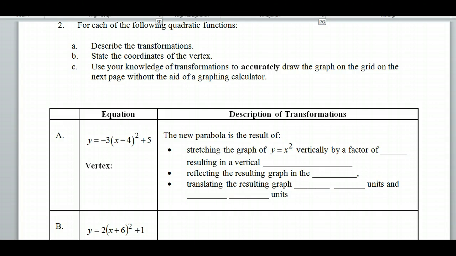Okay, let's look at number 2. For each of the following quadratic functions: A, describe the transformations. B, state the coordinates of the vertex. C, use your knowledge of transformations to accurately, that's bold, draw the graph on the grid on the next page without the aid of a graphing calculator. We'll do that by finding the vertex, by determining whether it opens up or down, and by using the number in front as our stretch factor to graph that.